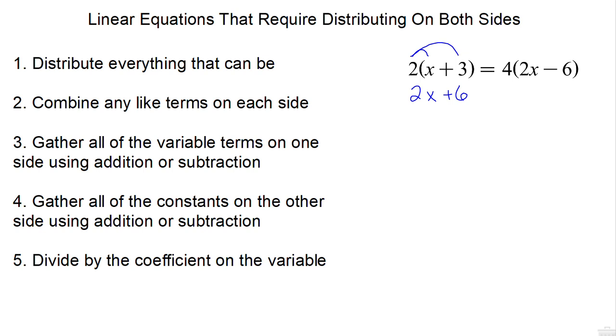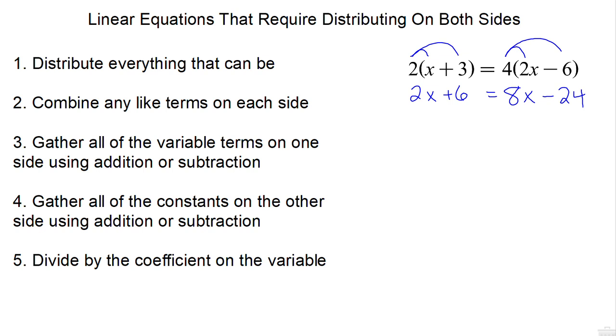And again, if you're not familiar with the distributive property, you definitely want to go and watch the video I've got on the distributive property before you try and do these problems. So here we've got 8x, and we do 4 times 2x, and 4 times negative 6 is negative 24. Our second step is always going to be combine any like terms on each side. Well, in this case, we don't have any like terms on each side separately, so we can skip step 2.